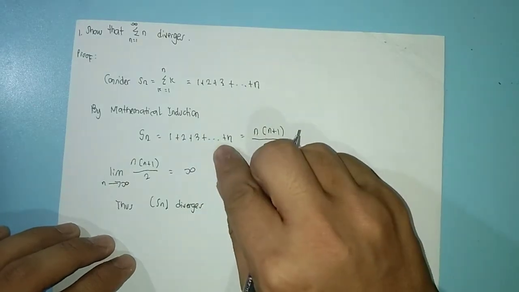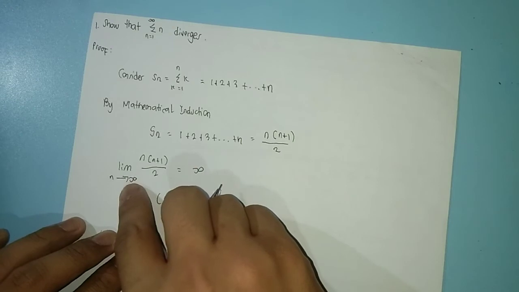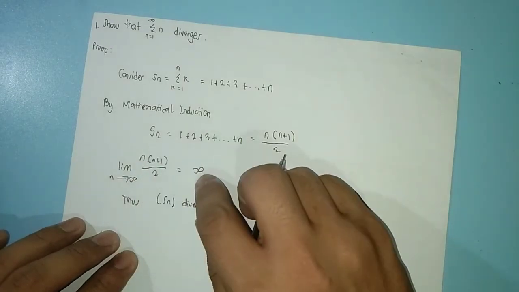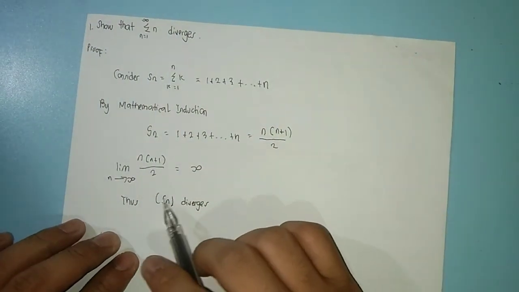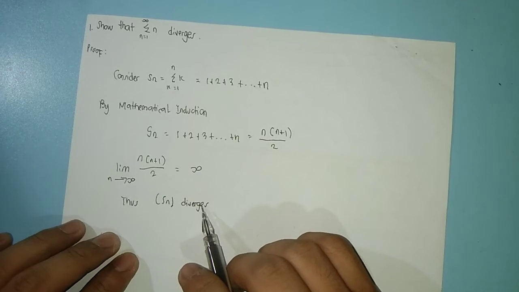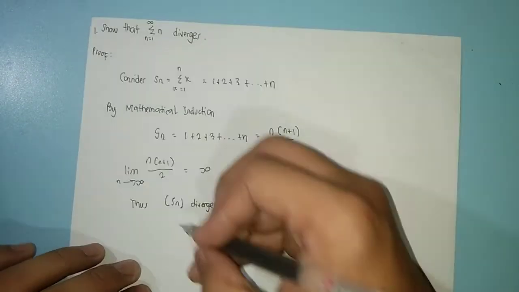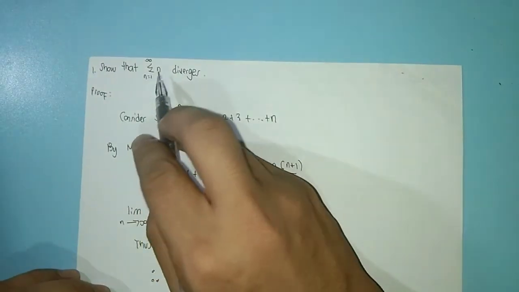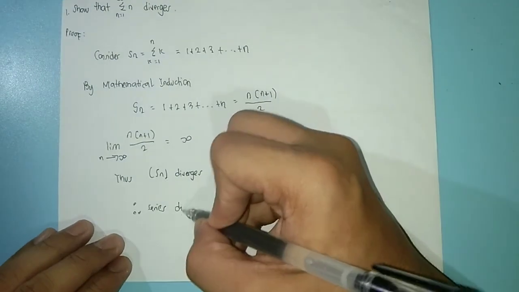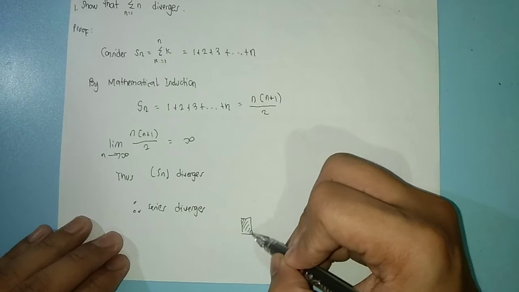So, as this n gets larger, as n approaches infinity, our sum also approaches infinity. Okay, or it increases without bound. So that means our sequence of partial sums diverges. And from the rule that we discussed earlier, that means the given series diverges. Okay? So, it's that simple.